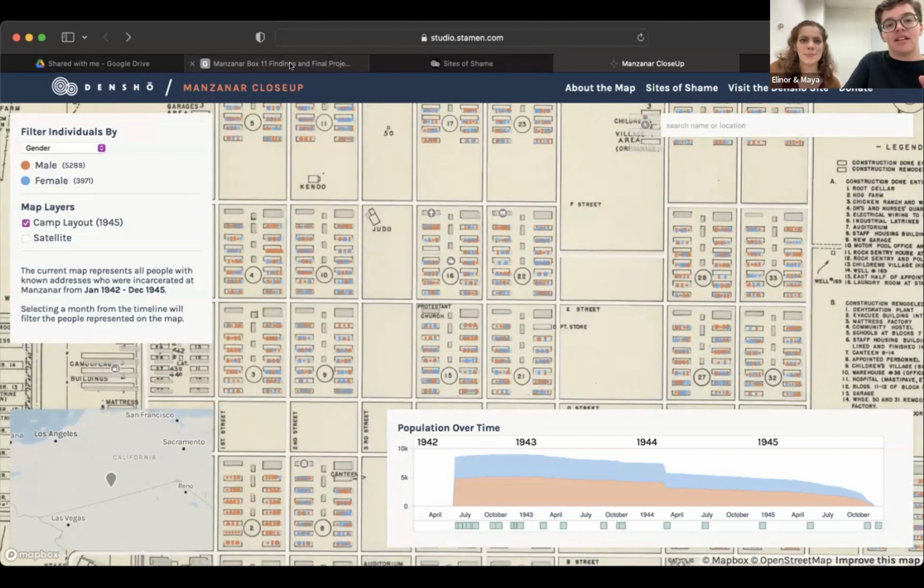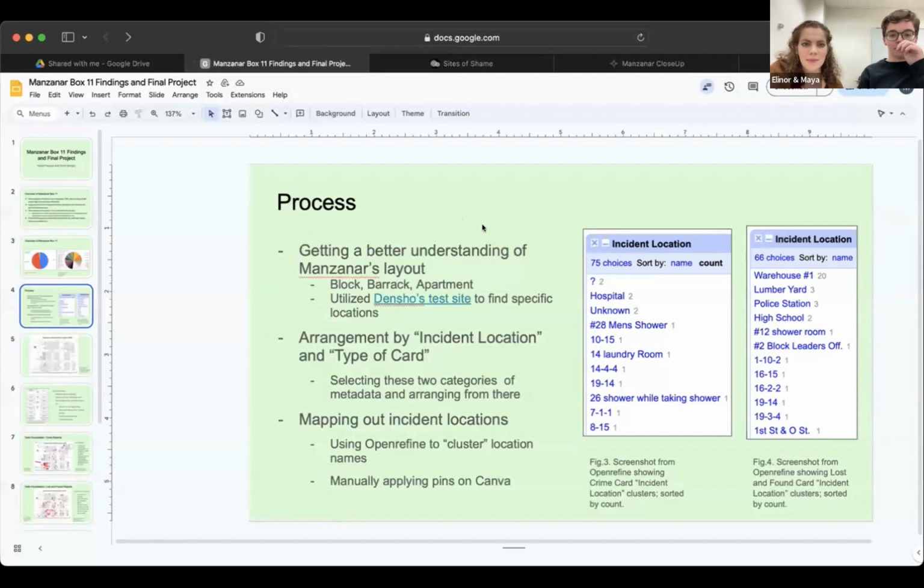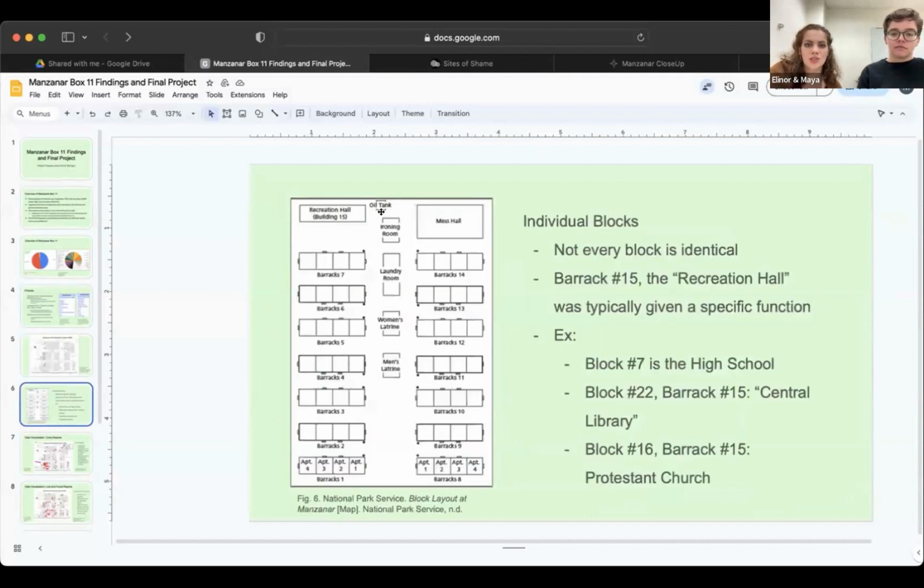Go back there. Yeah. And I will also mention that we looked at the breakdown of the different blocks. That's this picture here, which was also provided by the National Park Service. For each of our reports, we kept seeing these 3-digit numbers, and those actually have a meaning behind them in terms of residence location and incident location. Those are the block, the barrack, and then the apartment.